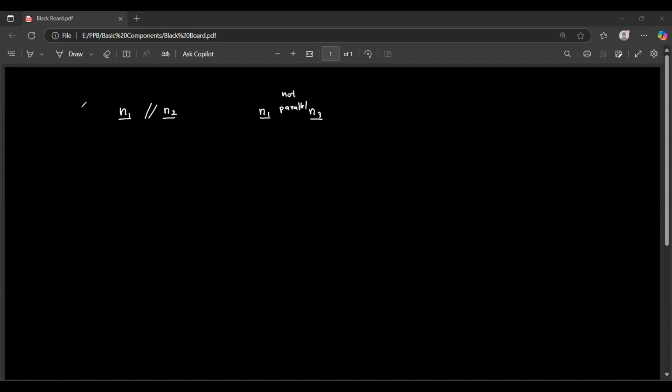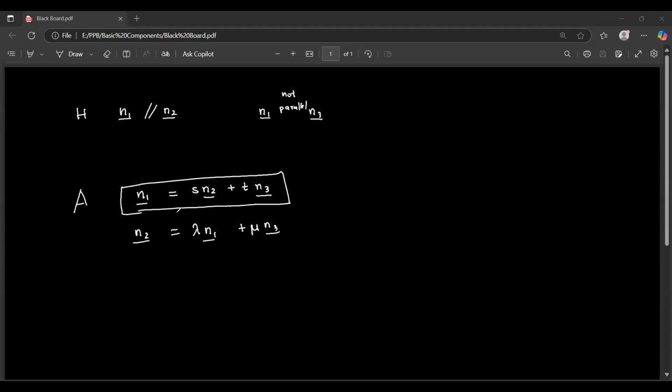This is for H type. For A type, what you have to do is write down N1 is equal to s N2 plus t N3. You can change the vectors. It doesn't matter. Why it doesn't matter? Well, it's because when you bring N2, you will use another parametric equation like lambda N1 plus mu N3. You can use this to prove. That's all. That's enough actually. Okay, keep that in mind.